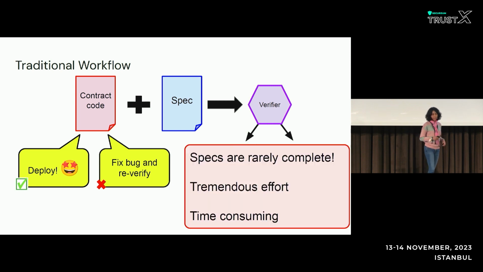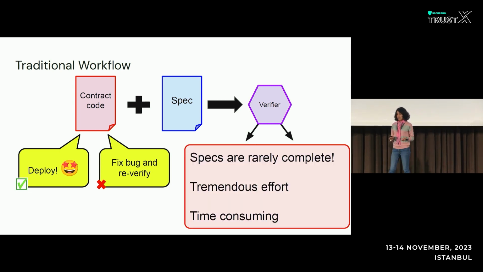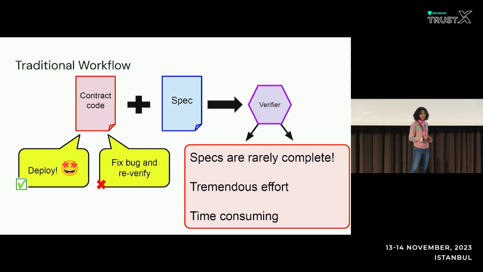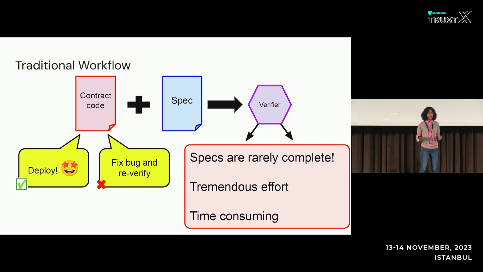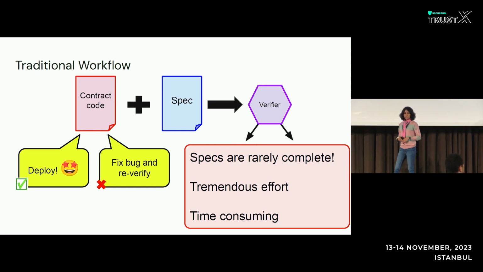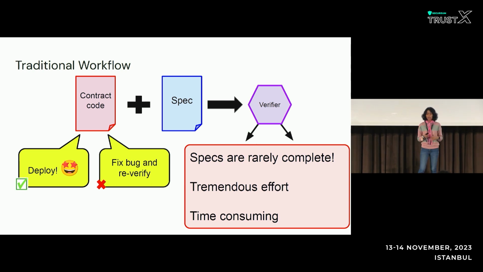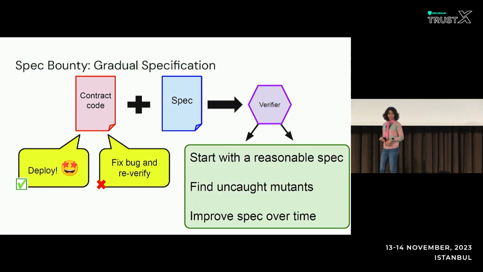So this is fine. The only downside here is that writing specs is actually really hard. And writing a complete spec is probably pretty much impossible, at least on the first try, right? Even if you are spending a lot of time and a lot of energy coming up with really good specifications, it's almost always the case that there will be some gaps in the spec. So in this talk, I'm going to propose this idea of gradual specification.